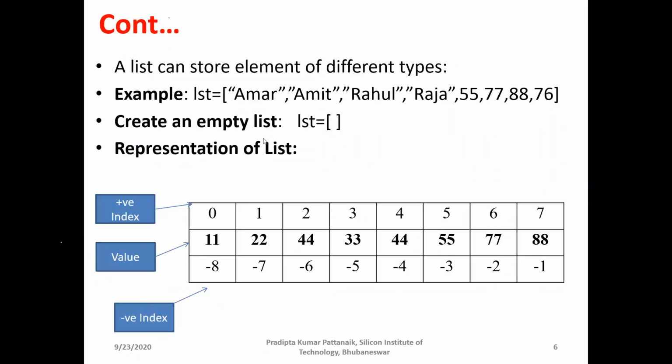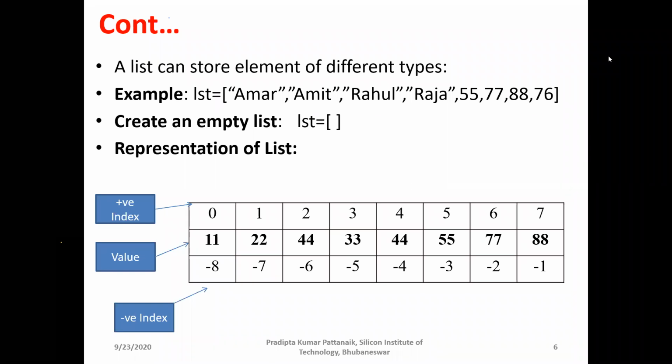I take a list, and I store some strings along with some numbers. A list can store elements of different types, correct? And what is the index value over here? Again it is from 0, 1, 2, 3, 4. So if I store these values in a list, the index values are 0, 1, 2, 3, 4, like that it will be stored, correct?